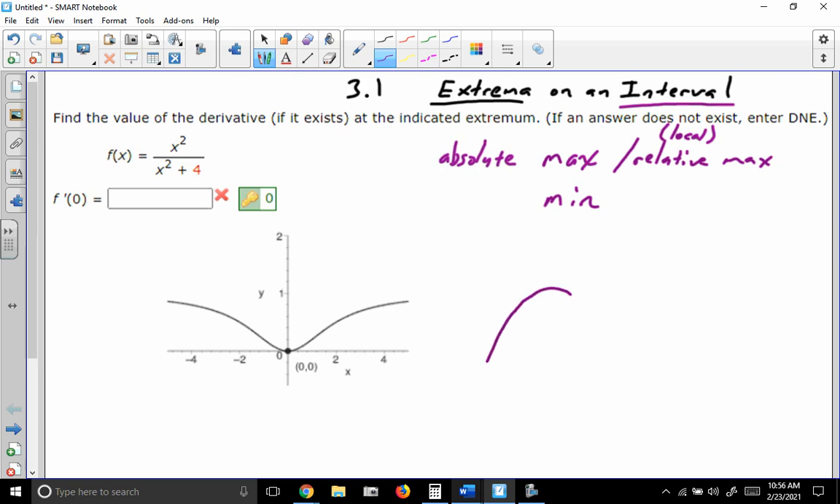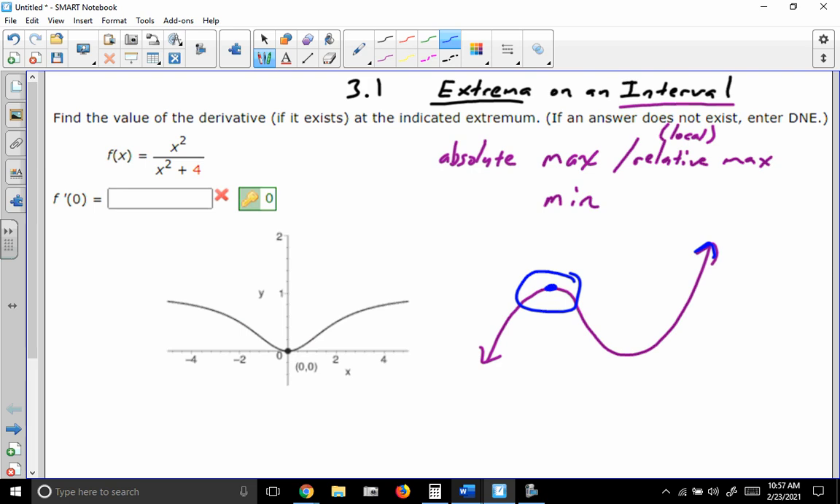So if I look at this sketch here, this point is not the highest point on the whole graph. There are points that go above it because this graph goes up forever. But if we look at it in comparison to things that are near it, then that point is higher than everything around it. So locally speaking, that's the highest point.